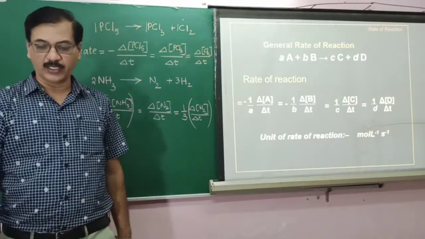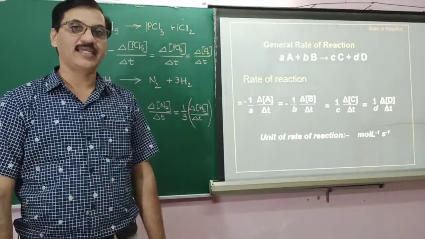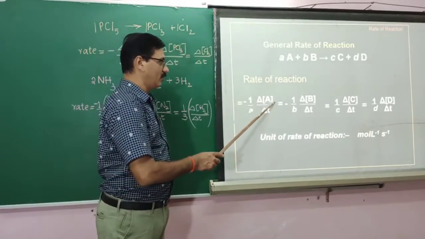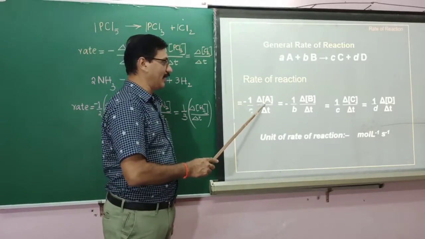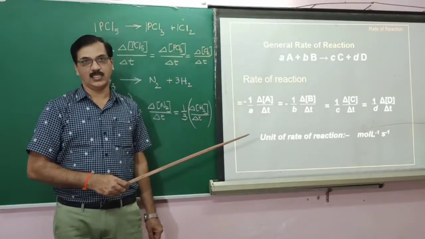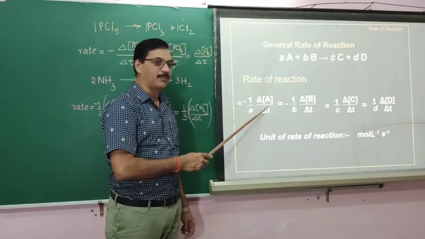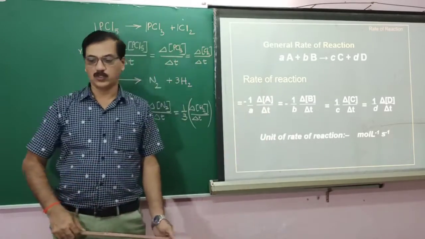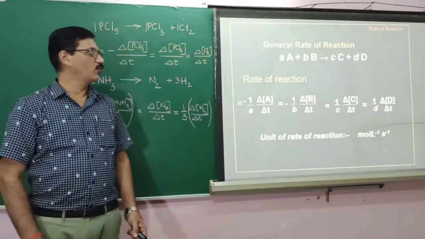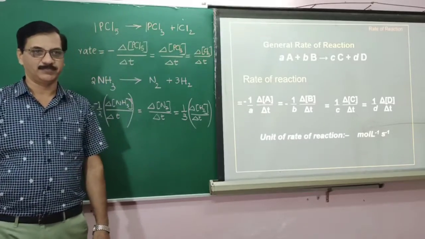Now what is the unit of rate of the reaction? Moles per liter per second is the unit of the reaction, because concentration, whenever we write in the square bracket, it is the molar concentration, and molar concentration is number of moles per liter. So number of moles per liter divided by time taken, therefore per second, moles per liter per second is the unit to express rate of the reaction.